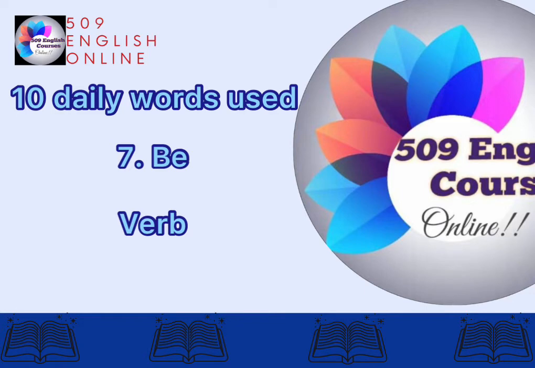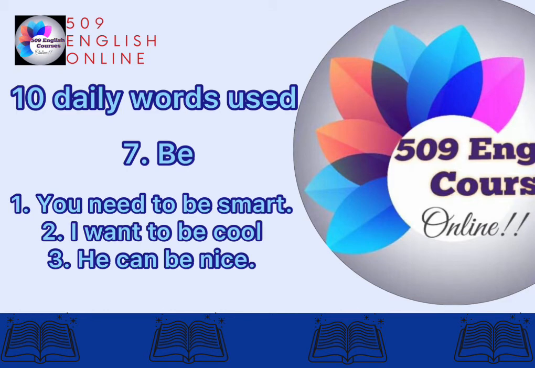Be. What type of word is be? Be is a verb, and a verb portrays action in a sentence. You will use this word be to show some type of action in the sentence. Let's look at the examples. You need to be smart. I want to be cool. He can be nice. Do you guys see how the verb was used? Do you guys see it? Okay, great. Let's move on to the next one.